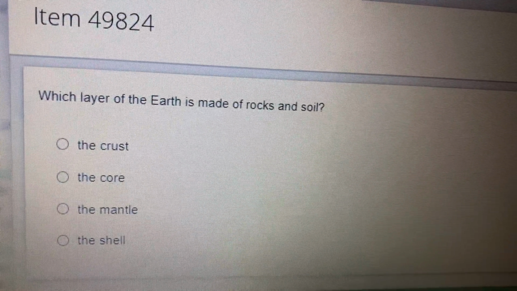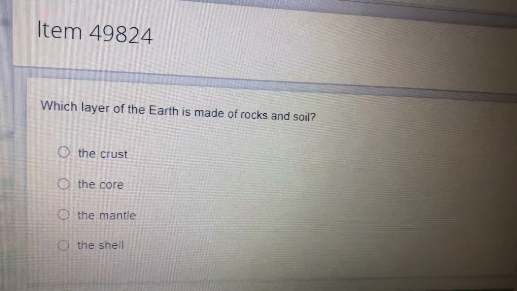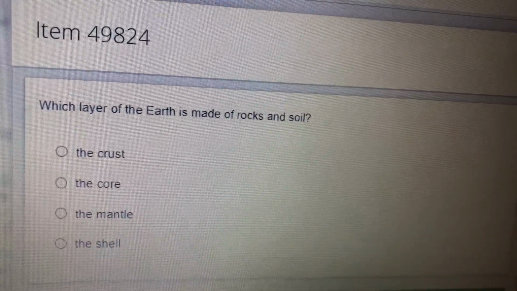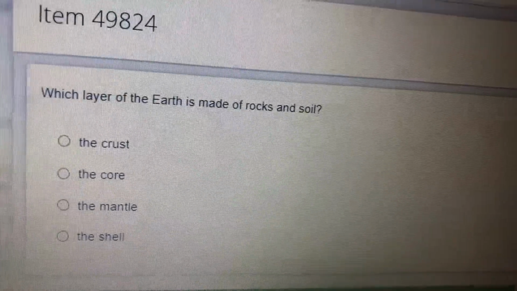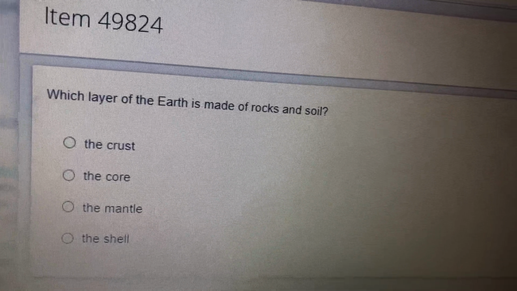Okay, so throughout this lesson, we've really found out that the Earth is made of different layers, and we have looked in detail at the top layer, which is the crust. So now I want to do 1 or 2 questions to check your understanding. For this question, I didn't write it down when I was writing the different characteristics of the crust, but you should have read it. It says, which layer of the Earth is made of rocks and soil? Rocks and soil. Is it the crust, the core, the mantle, or the shell?